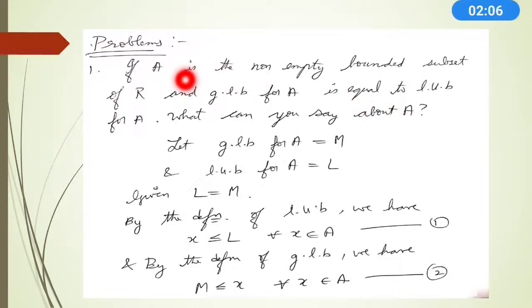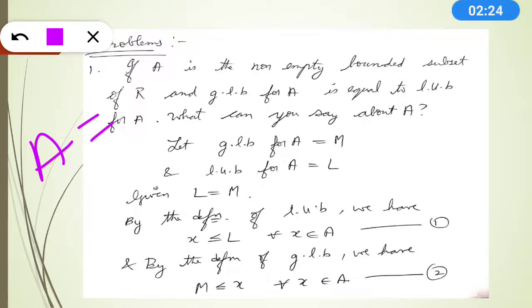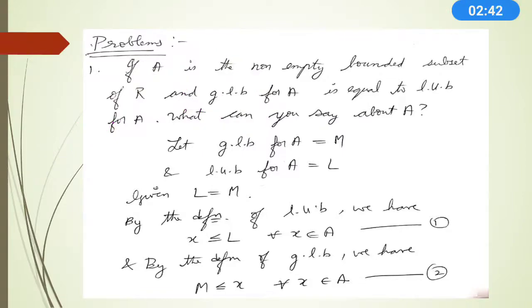It is given A is a bounded subset. Bounded means least upper bound and greatest lower bound will exist, isn't it? And they are telling that the least upper bound and greatest lower bound are equal. Then what will your set be? Obviously, the set will contain only one element. If the set contains only one element, say 2, the least upper bound is 2 and the greatest lower bound is again 2. So if it is a singleton, then this is possible.